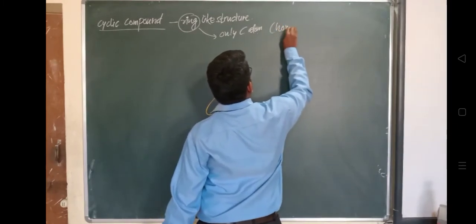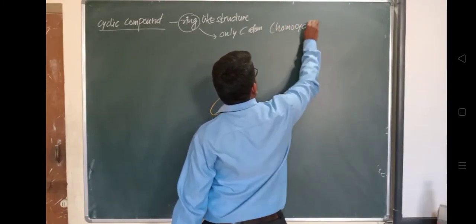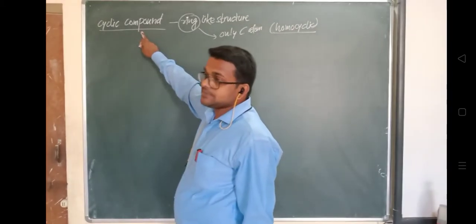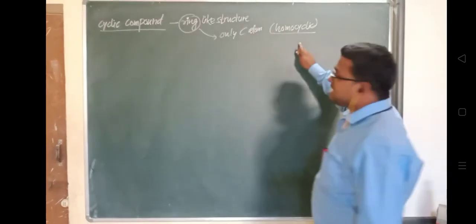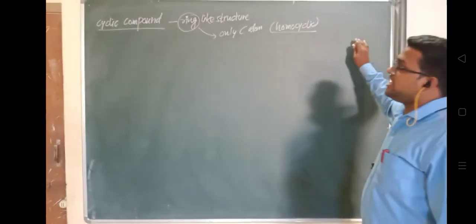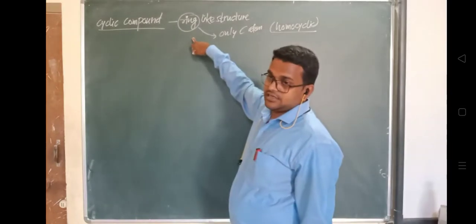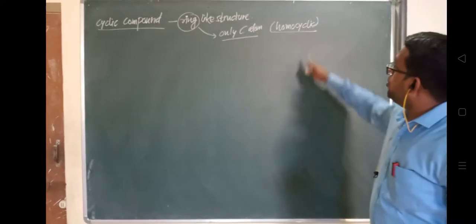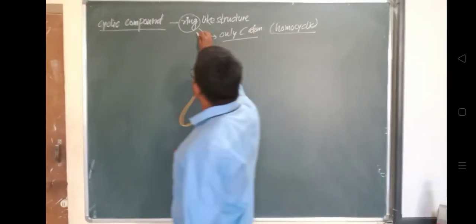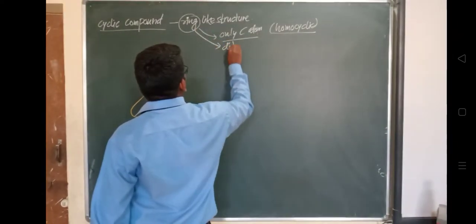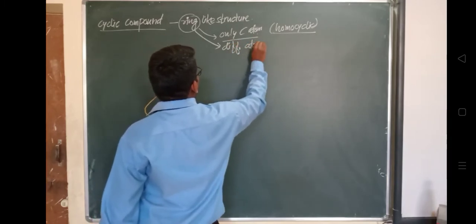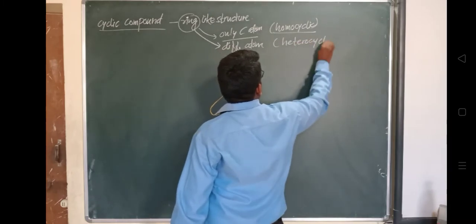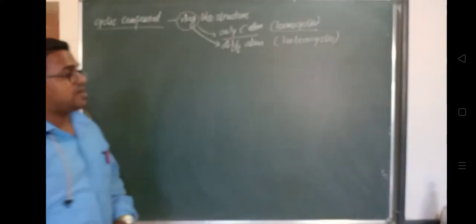Okay, so look at the classification that we have already written. We have written that cyclic compounds are classified into two ways. One is homocyclic and another one is heterocyclic. If this ring is made up of only carbon atoms, then it will be called homocyclic. And if this ring is made up of different atoms, then it will be called heterocyclic. So from this you can easily understand what is homocyclic and heterocyclic.